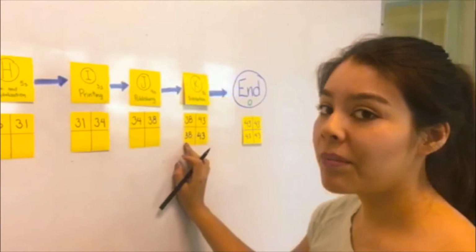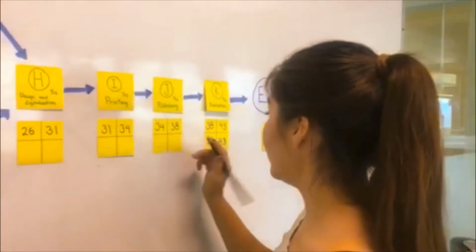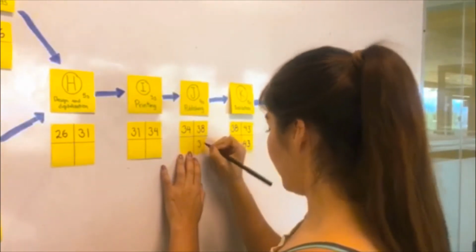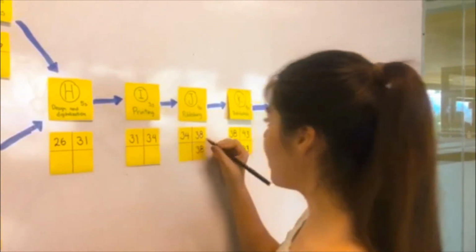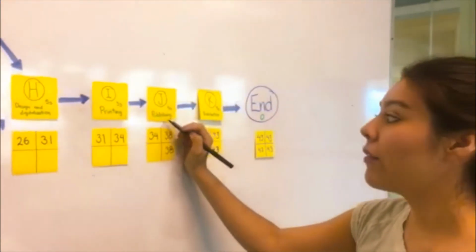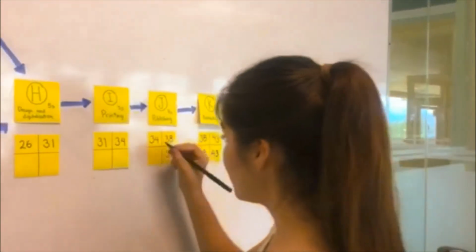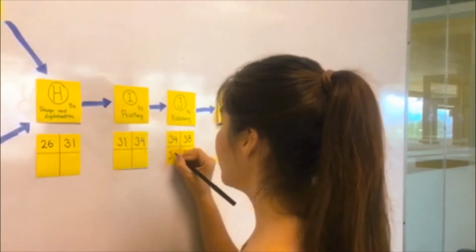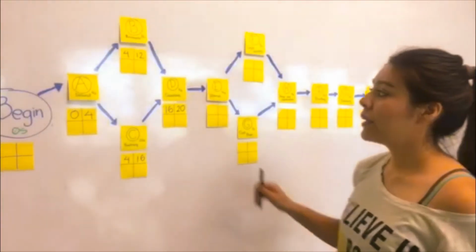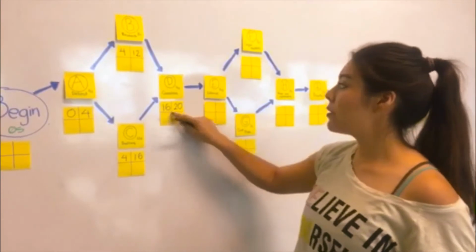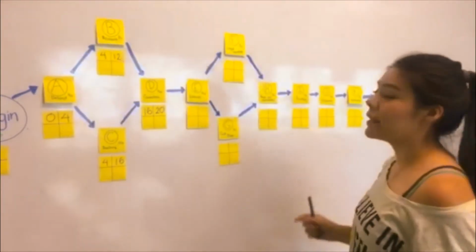Now we take the same number and we put it in the lower right side, 38, and we will subtract the 4 weeks of the publishing activity, which gives us 32 weeks. And we are going to continue doing this process for each of the activities that we have in our map.